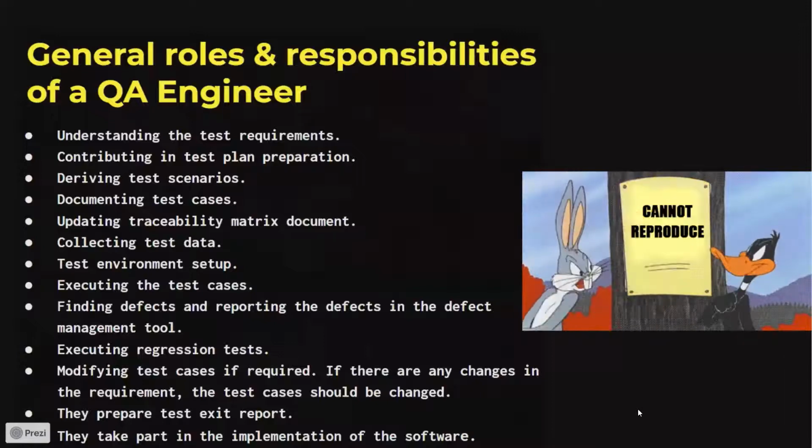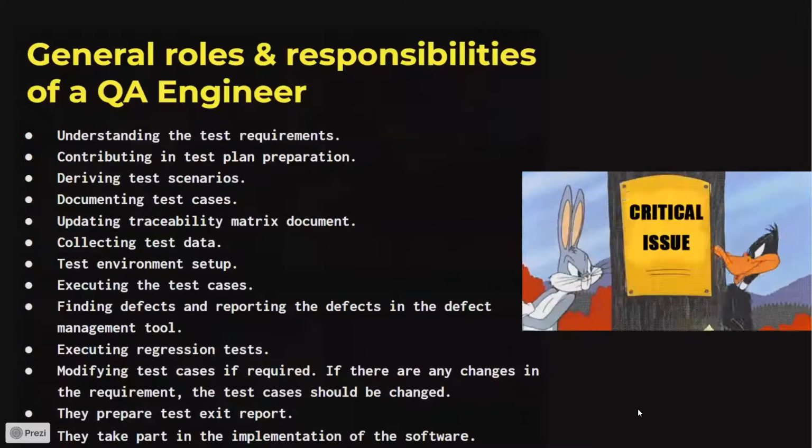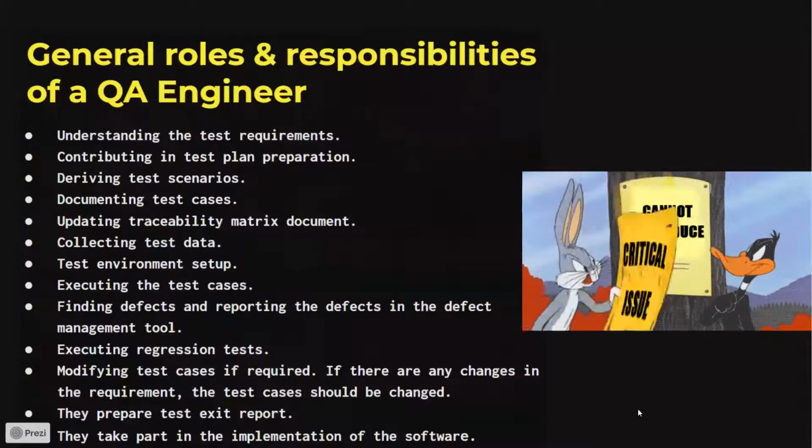Next, collecting test data. Test data is prepared by the test lead or the test manager, and it is also the responsibility of the tester to prepare the test data. Test data is nothing but the input given to the field, getting the output, and comparing the output with the expected result. Next, test environment setup. As a tester, we make sure that the environment is ready in order to execute test cases. The test environment is nothing but the hardware or software condition under which the application is to be tested.